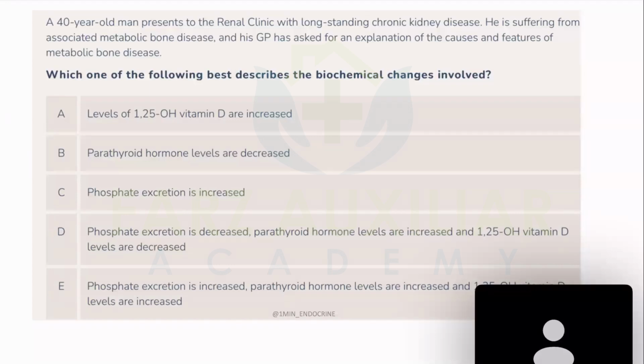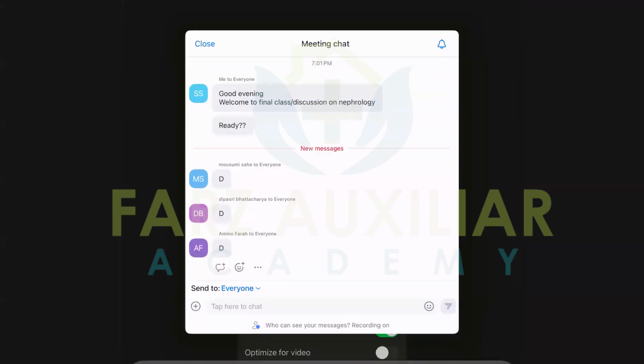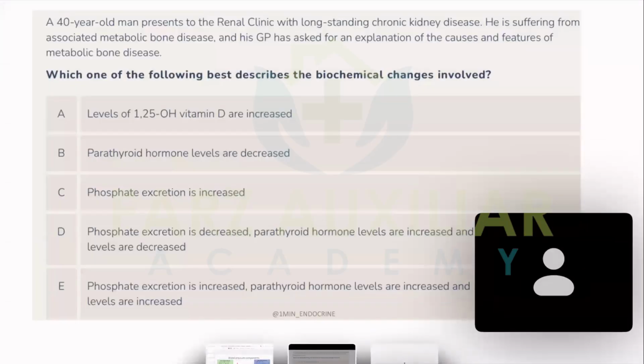A 40-year-old man presents to the renal clinic with long-standing CKD. He is suffering from associated metabolic bone disease, and the GP has asked for an explanation of the cause and features of metabolic bone disease. So it's basically the changes in phosphate, calcium, and vitamin D which happen in CKD. A few of you can write down your answers in the chat box, and we shall discuss after 30 seconds. Let's see whether anybody has written anything. Option D, yeah. So let's rule it out one by one.